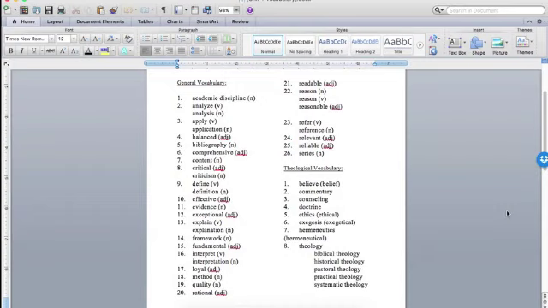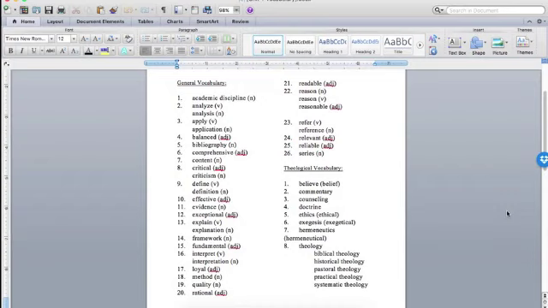16, interpretation. My interpretation of that passage is different than yours. 17, loyal. He was a loyal friend. 18, method. Can you explain the method of your project?